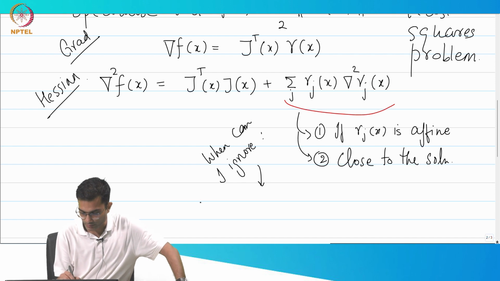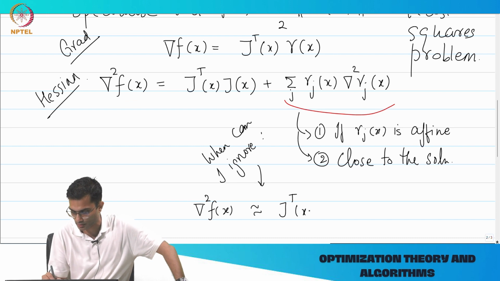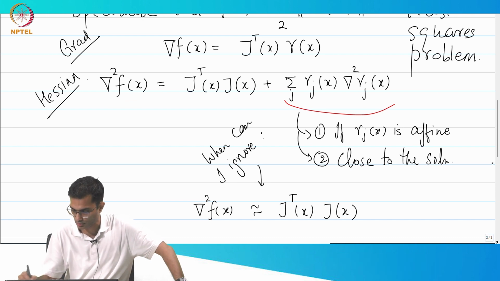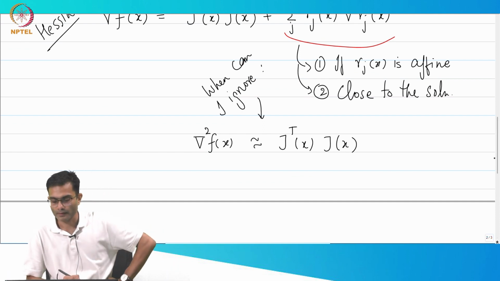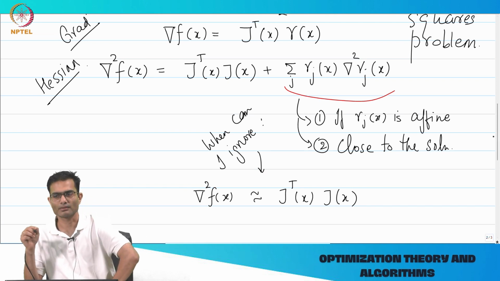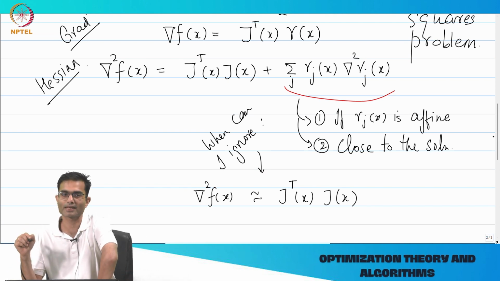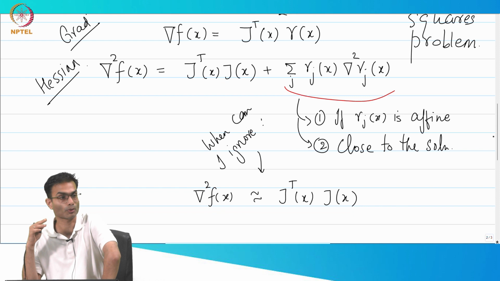And then, in either of these two situations, it is reasonable to approximate the Hessian like this. Just by looking at this, what is the advantage of having the Hessian in this form as opposed to the general form? Is there something that pops out?